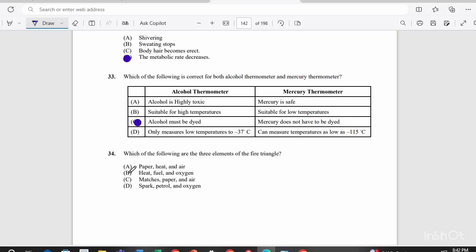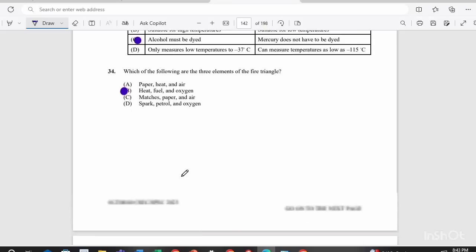The answer there is B, heat, fuel, and oxygen. And all they're talking about or asking for in a fire triangle is what are the three things you need for a fire to be started, and that's heat, fuel, and oxygen.